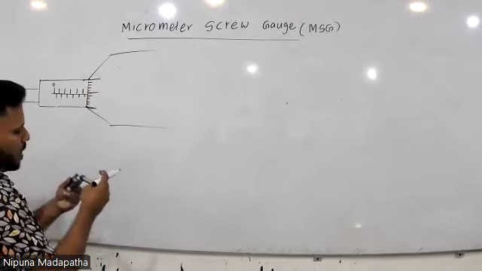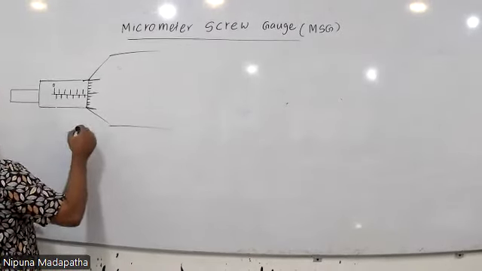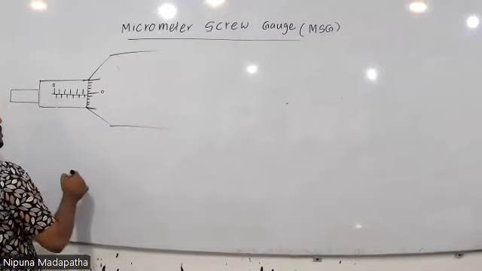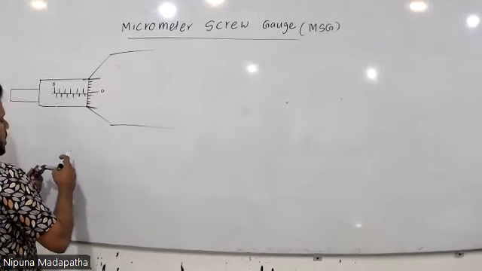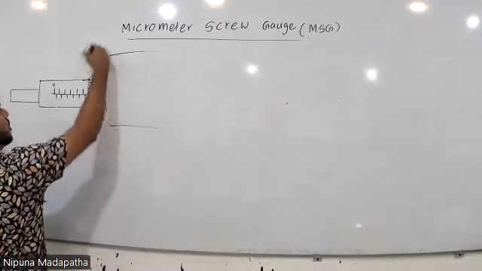So this circular scale has 50 divisions. There are 50 divisions there, starting from 0. 0, 5, here we have 45.